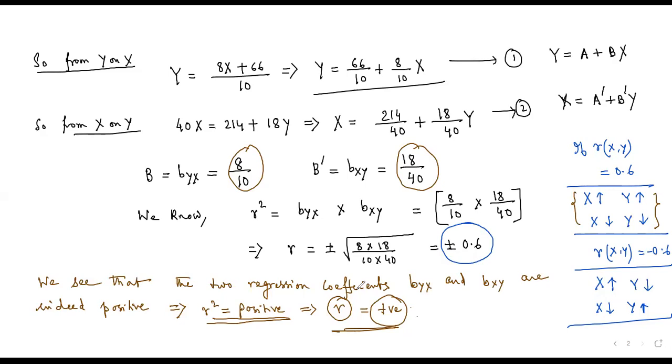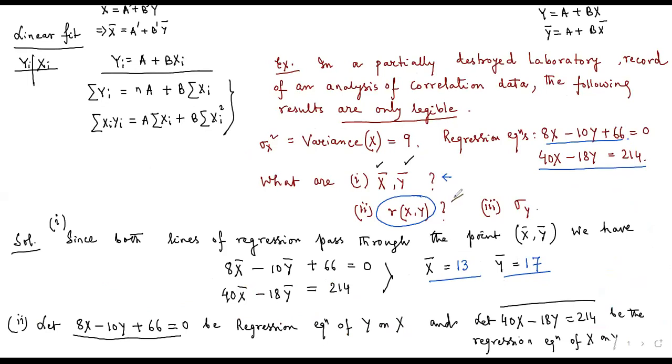So we can say that the correlation coefficient is 0.6. So the second part of the problem is also done. The third part of the problem, the last one, is to find sigma y.